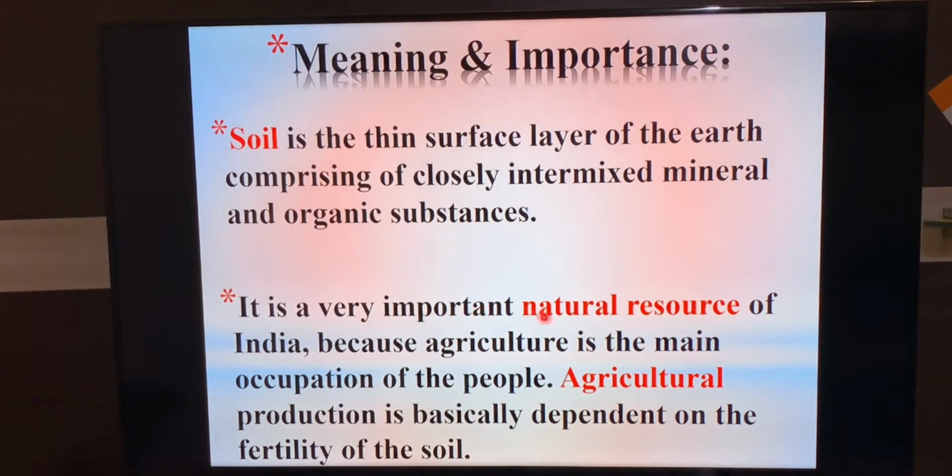It is a very important natural resource. As you people know, in India the main occupation of people is agriculture. Agriculture production basically depends on the fertility of the soil. The first importance of soil, you should remember, is that it is a natural resource and mainly it is used for agriculture production because most of the people in India depend upon agriculture.